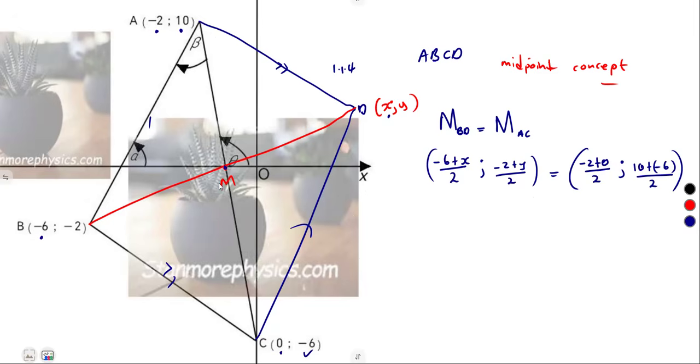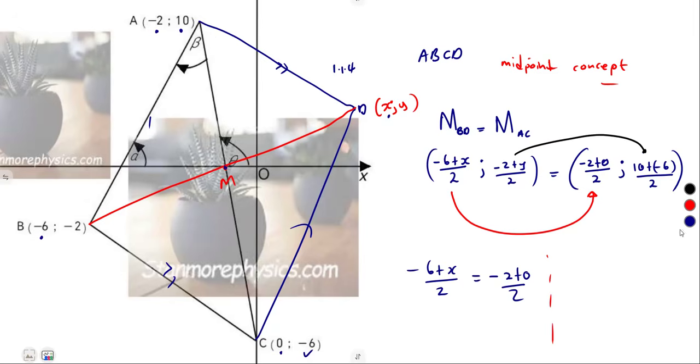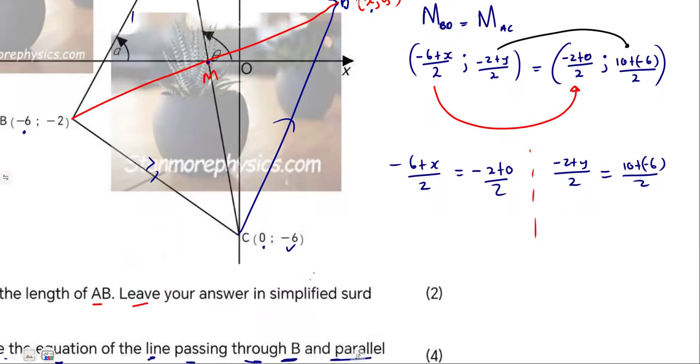So that is the midpoint there is the same. So I can equate for the x values, I can form an equation. -6 plus x over 2 must be equal to -2 plus 0 over 2. In the same sense, for the y values, these two, they are the same. -2 plus y over 2 must be equal to 10 plus -6 over 2, which we can solve for x and y.